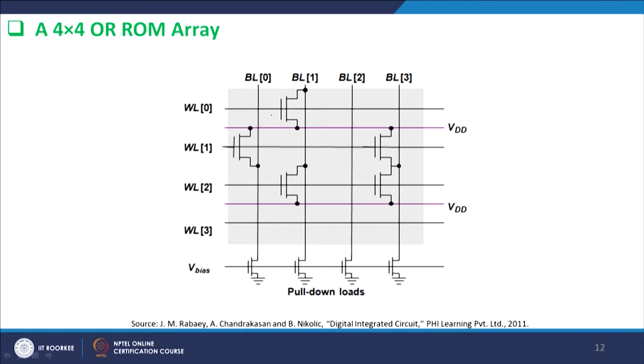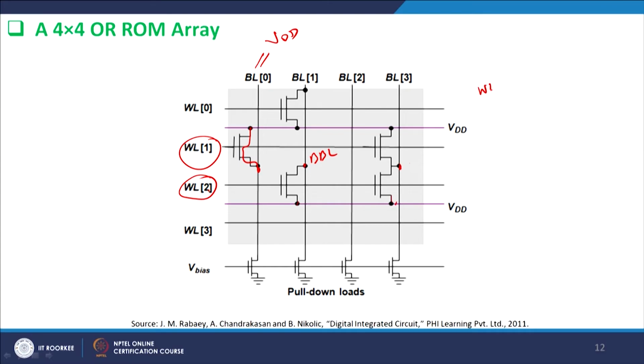In this ROM array, it is all MOS based, and therefore, let us suppose your WL1 is high, then what it does is that this VDD through this appears on the bit line. So, your bit line equals VDD. Similarly, if your WL2 is high, then I ensure that VDD is written onto bit line 1, right. Similarly, if WL2 is high, then I will ensure that this VDD is written on this bit line, right.